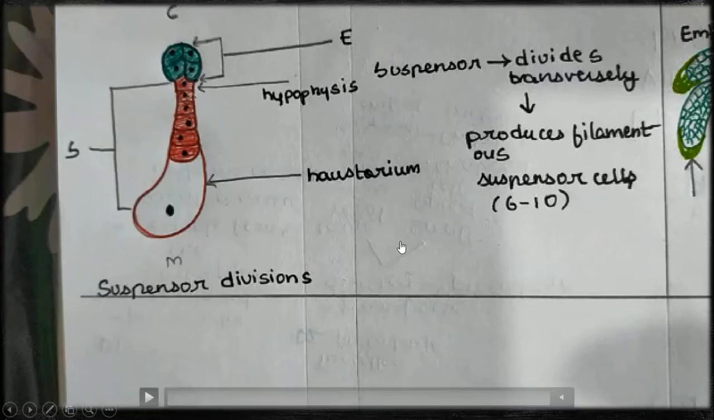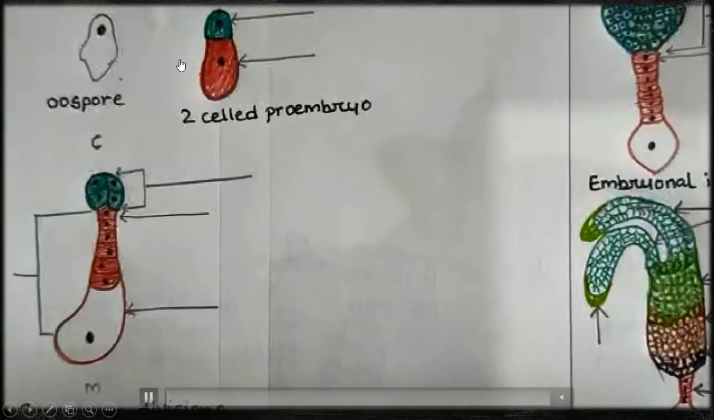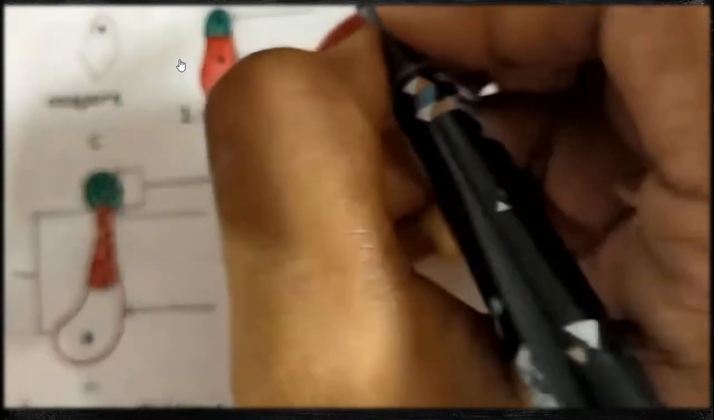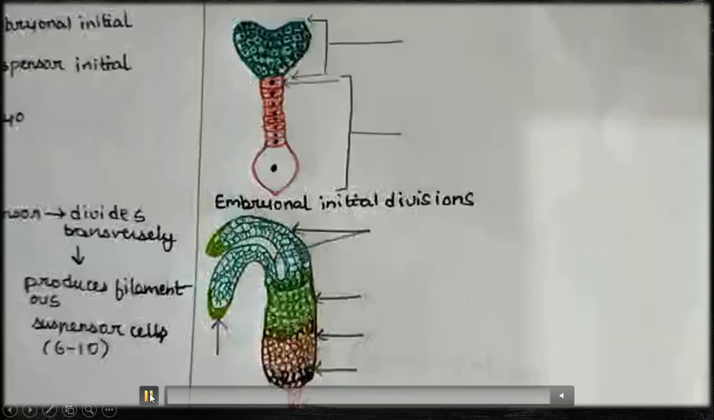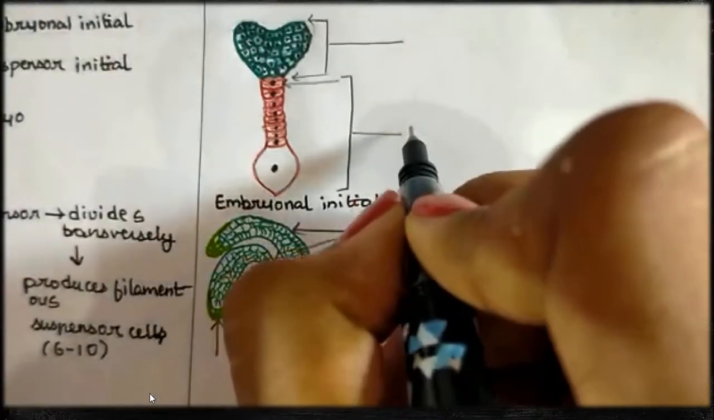Now that we are done with learning about the suspensor divisions, let us talk about the divisions which occur in the micropylar region. A few divisions have occurred here, but let's talk about a little further division structure. So the micropylar end, as you can see, the suspensor cells have grown and given rise to a haustorium and a hypophysis, and this is the embryonal initial cell. It has reached the heart-shaped stage here.